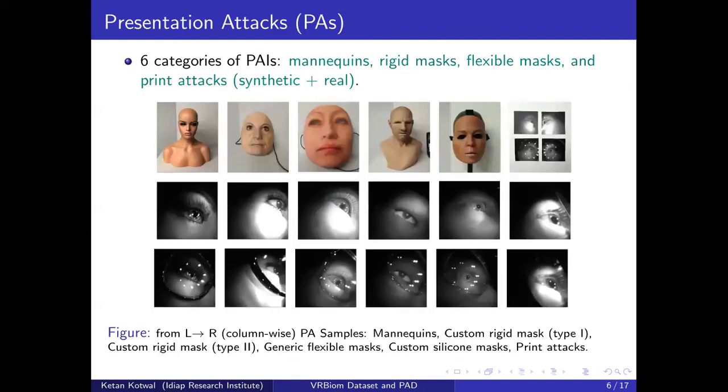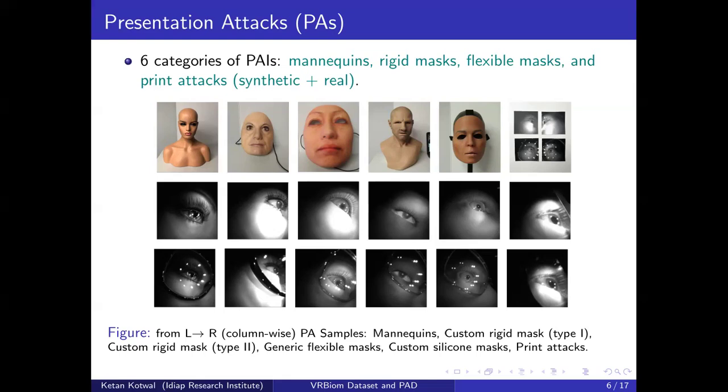Coming to presentation attacks, we have 6 categories. You can see each category represented by a sample in the corresponding column, starting from mannequins, followed by two different types of rigid masks made of real people. The fourth column represents samples from generic masks. The fifth column is a custom-made mask of silicone, which of course belongs to a real person.